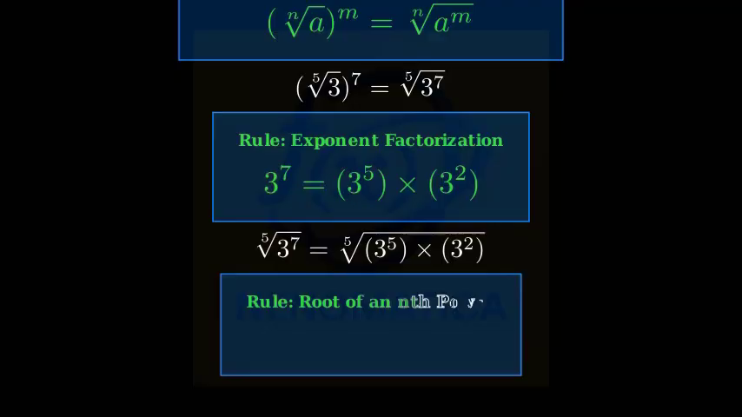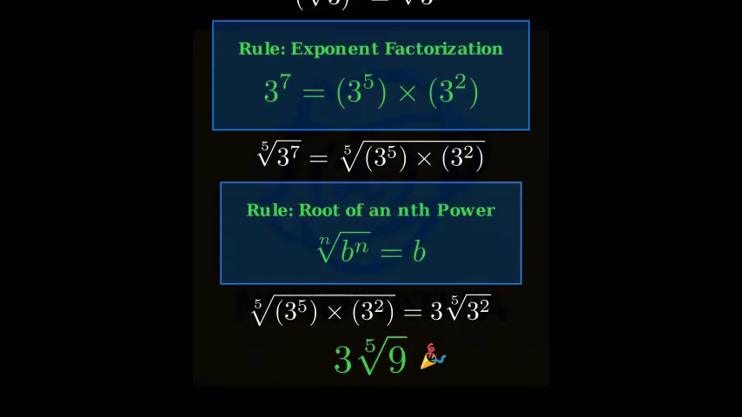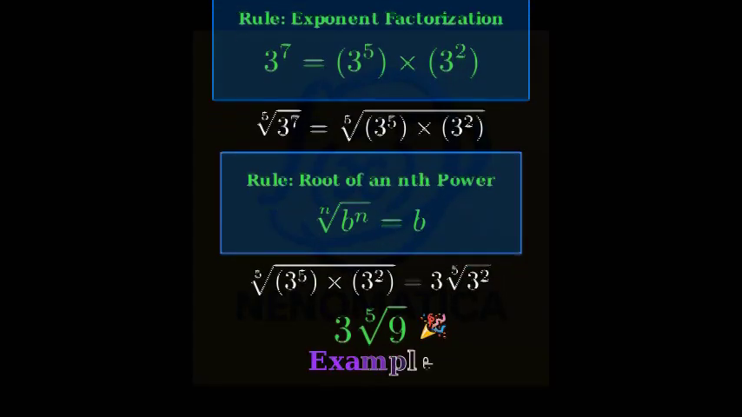Now we can use a property of roots. The 5th root of a perfect 5th power equals the base. So the 5th root of 3 to the 5th power equals 3. Therefore, we can extract the 3 to the 5th power from the radical, leaving us with 3 times the 5th root of 3 squared. Let's do one more example.